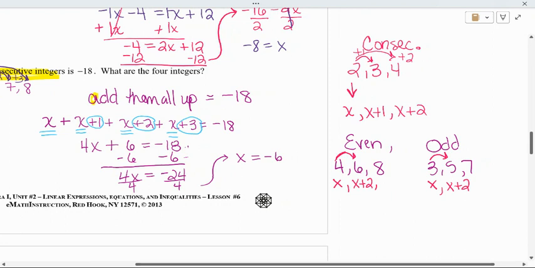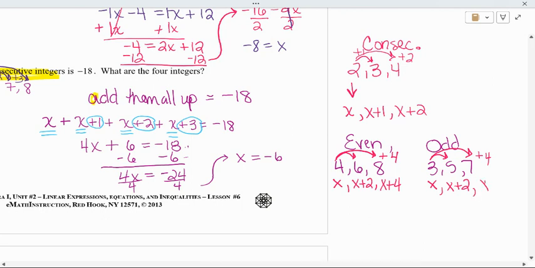What do I do to 4 to make it equal 8? 4 plus what is 8? 4. So my next one is x plus 4. What do I do to 3 to make it equal 7? Add 4. So even though evens and odds are very different, the pattern is 2 apart, 2 apart, 2 apart, so you identify your variables the same way. So you can pick any string of numbers to help you identify your variables. Okay? Good, good.